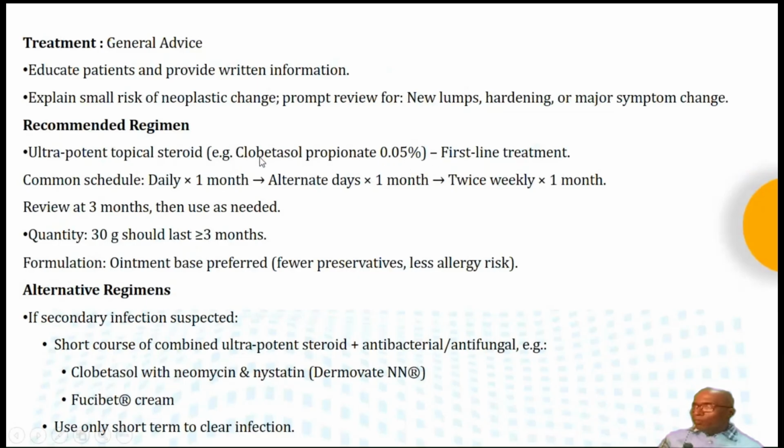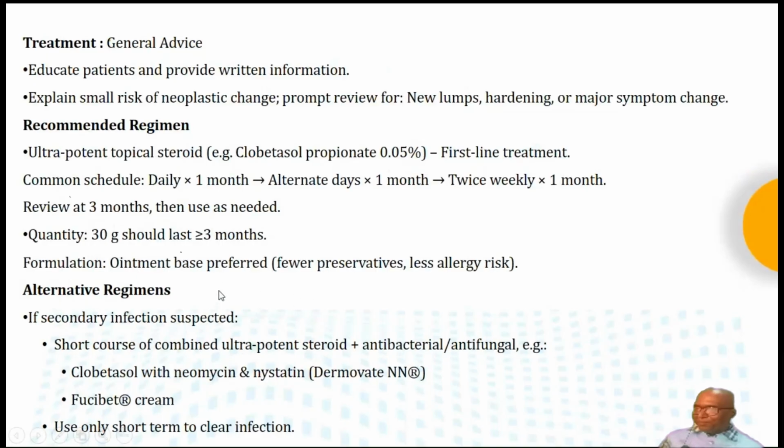So please select clobetasol propionate ointment 0.05%, and the typical use is: daily to be applied for 1 month, then alternate days for another 1 month, and then twice a week for 1 month. The patient will be reviewed at 3 months, and after that, as needed the treatment will be given. So daily, then alternate day, and then twice a week. Okay, so that is the 3 months, and for 3 months a very small amount, a 30-gram tube, is required over a period of 3 months.